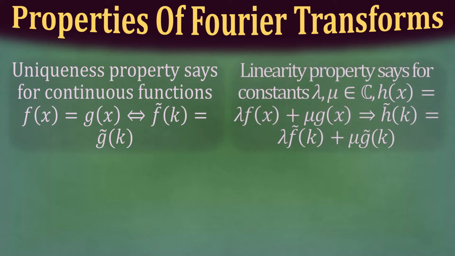We have the linearity property, which says for constants lambda and mu in the complex numbers, h of x equaling lambda f of x plus mu g of x implies h tilde of k is equal to lambda f tilde of k plus mu g tilde of k.